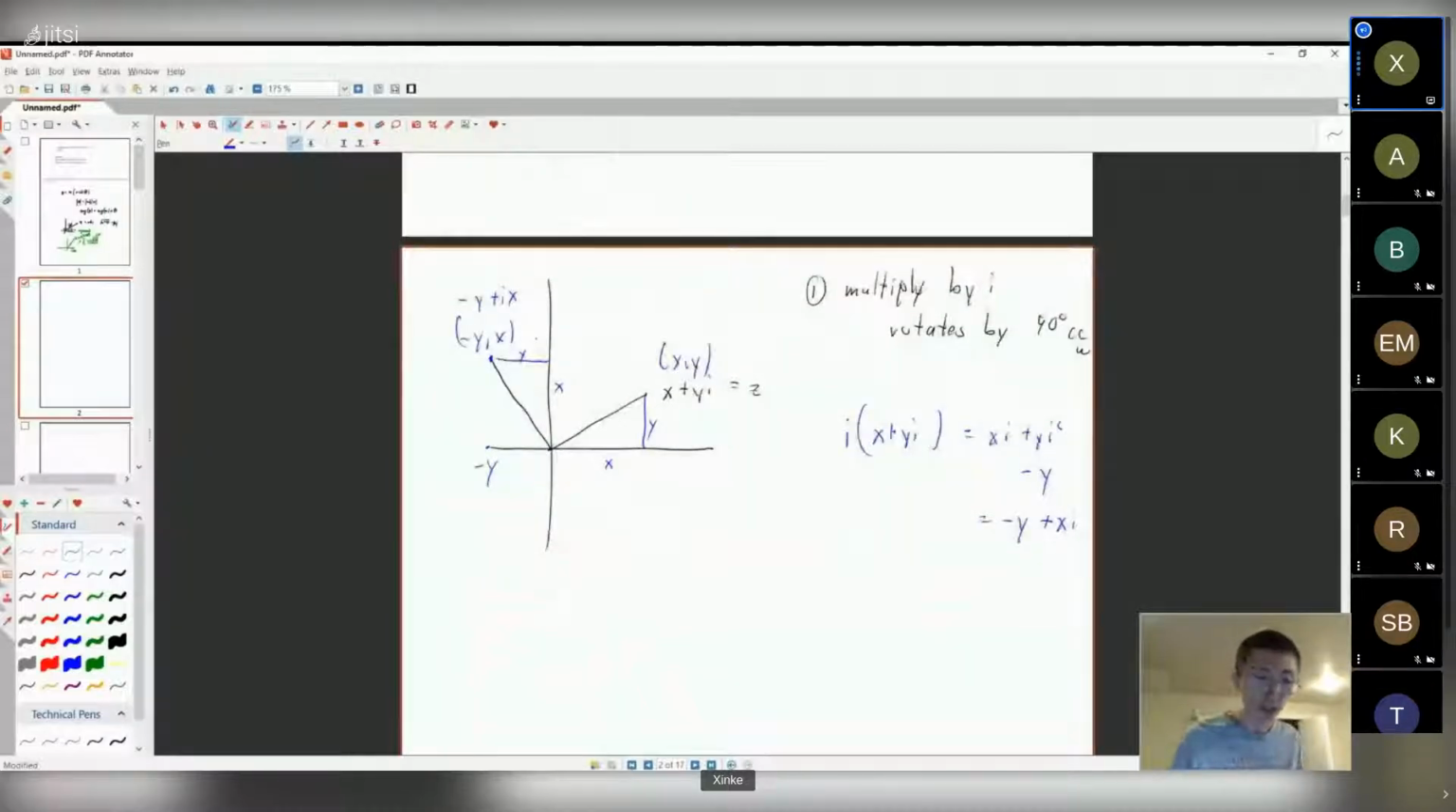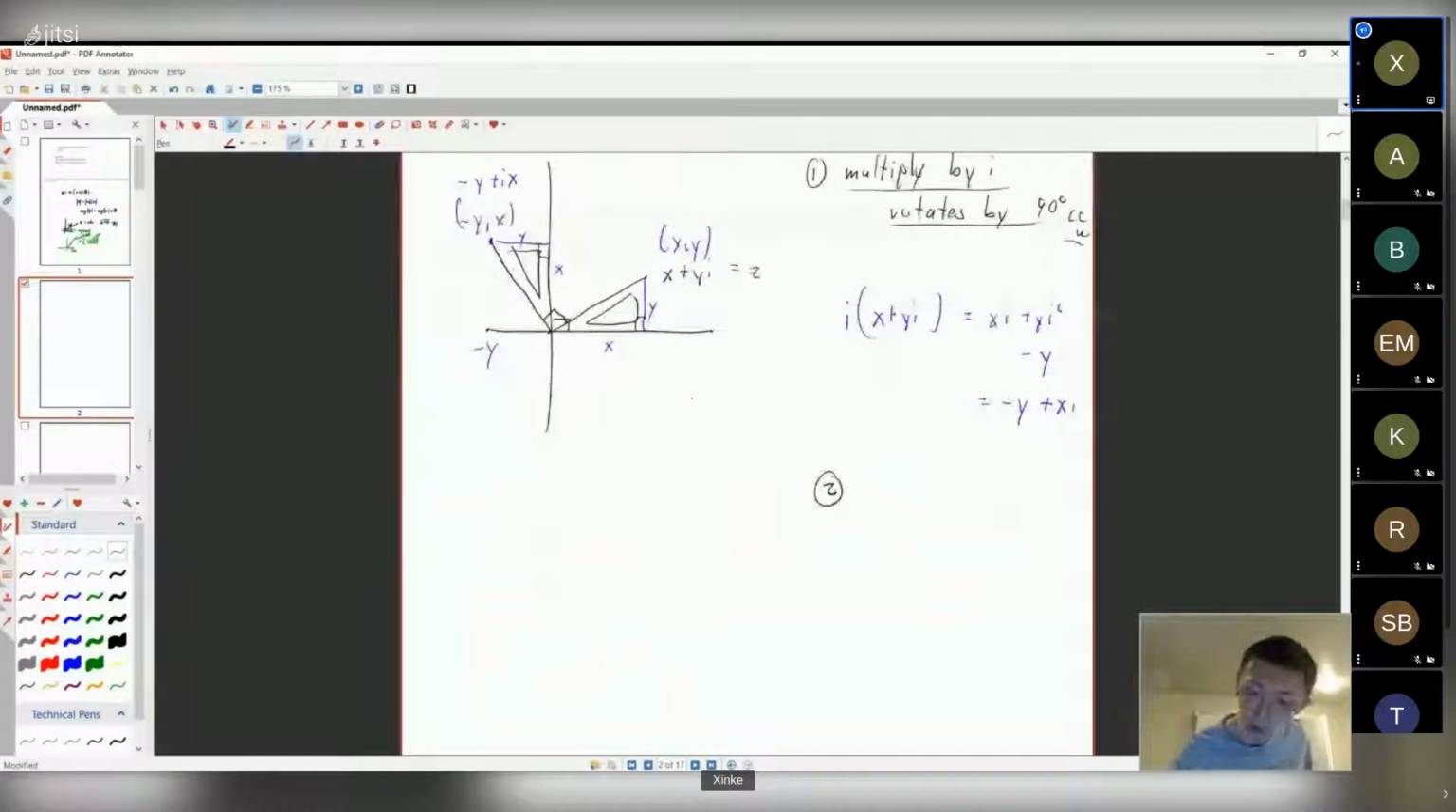So we can see these are congruent triangles, this one and this one, they're congruent because it's true by SAS congruency. So that means this is a 90-degree angle because this is a 90-degree angle. So statement 1 is true. If you multiply by i, you'll rotate by 90 degrees counterclockwise.